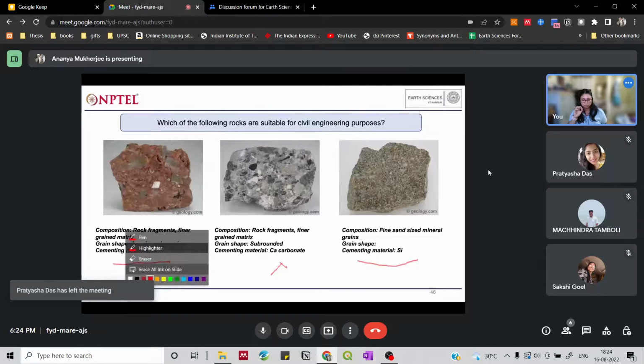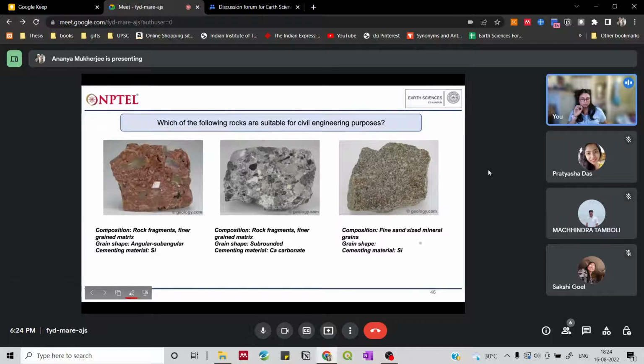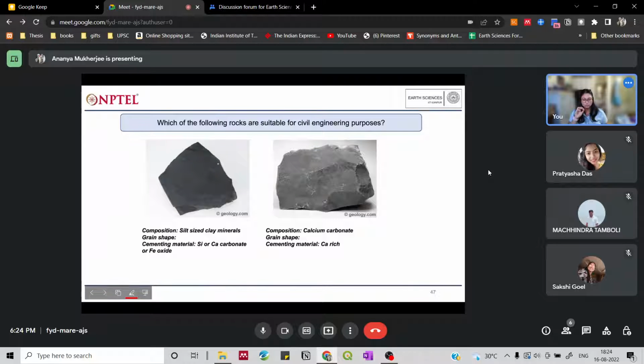Then the next one, over here we have silt sized clay minerals. Now if you remember the previous lecture, we had discussed different silicate structures that are found in silicate minerals. Clay minerals are silicate minerals, and they have a sheet silicate structure. The sheet silicate structure can hold water in it. They are hydrous in nature. So this rock inherently holds water in its mineral composition itself. So that is not very favorable for us.